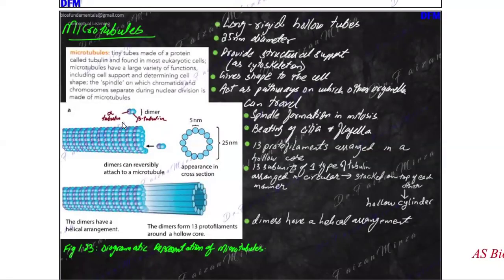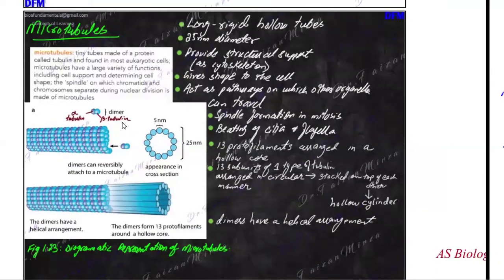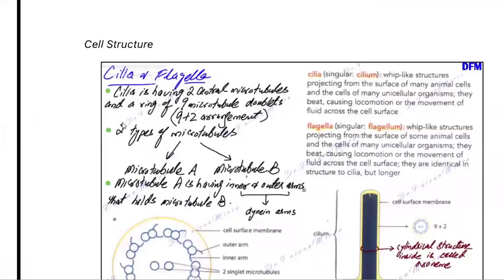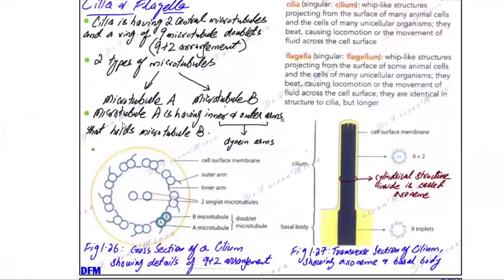In this video, I'll be covering with you organelles in the cell, such as microtubules, microvilli, MTOCs, and centrioles. Eventually we'll be ending this at cilia and flagella. So let's start with this.